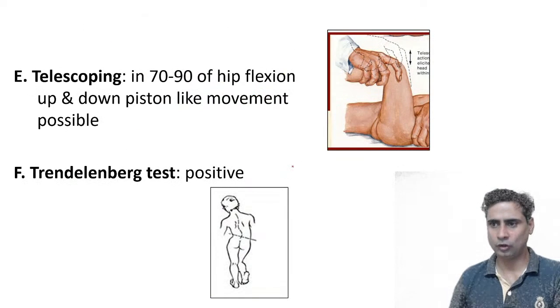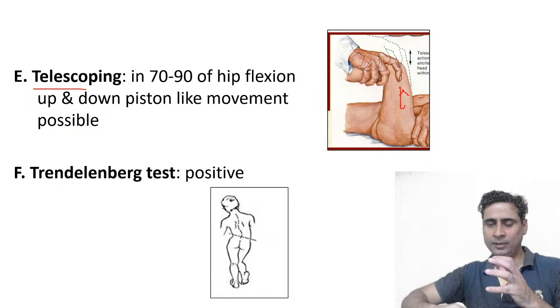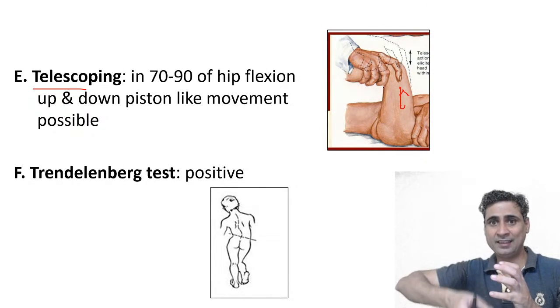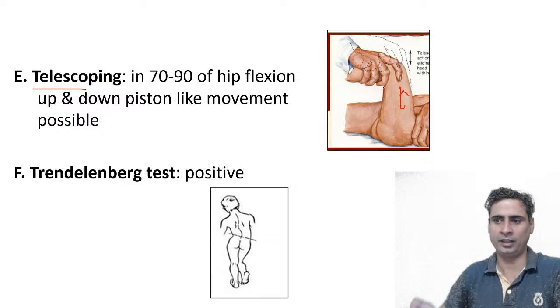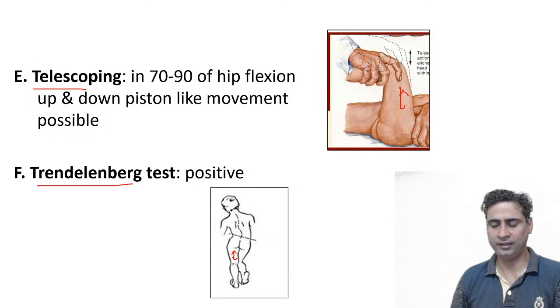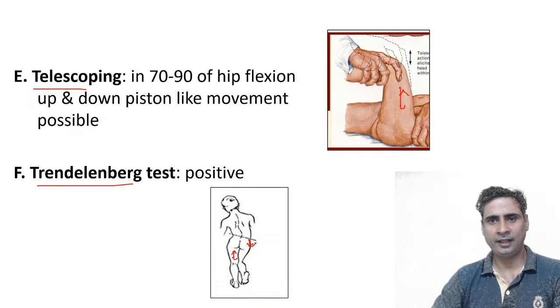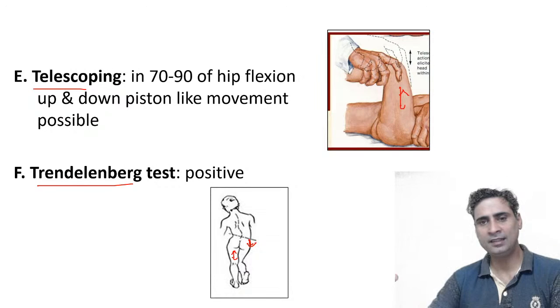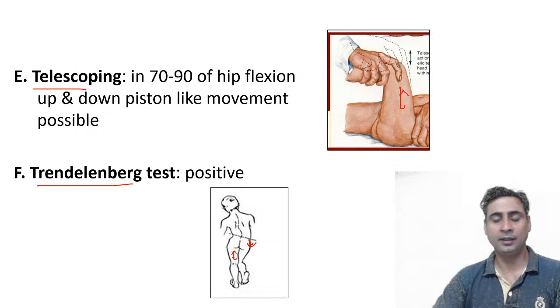The other is telescoping. In 90 degrees of hip and knee flexion, if you give an axial pull and push, as the head is outside the acetabulum, there will be excessive movement like a telescope. Telescoping will be positive. If the child can stand on one limb, Trendelenburg test will be positive. You ask the child to stand on the affected side, the opposite side, non-weight bearing side pelvis will sag down. This is Trendelenburg test.